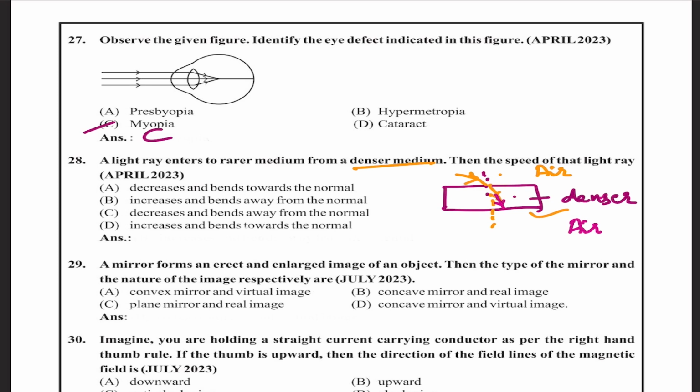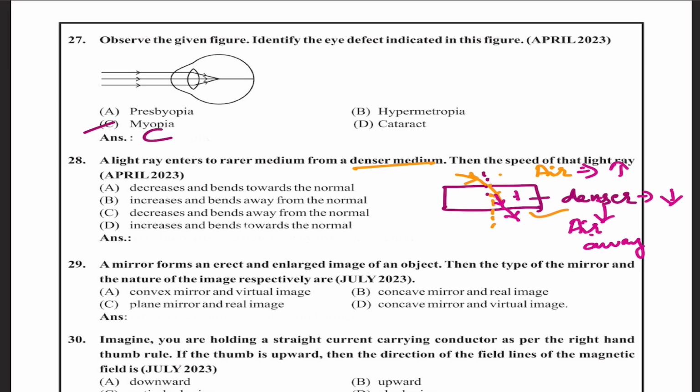It is going to move away from the normal because it is entering from denser to rarer. If it is entering from rarer to denser, it moves towards the normal. But when it is moving from denser to rarer, it moves away from the normal. And the speed will increase. In rarer medium, the speed will be more. In denser medium, the speed will be less.